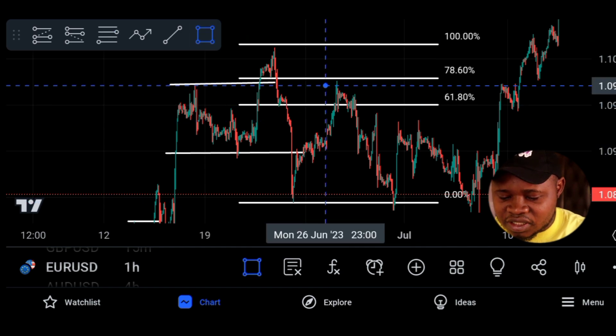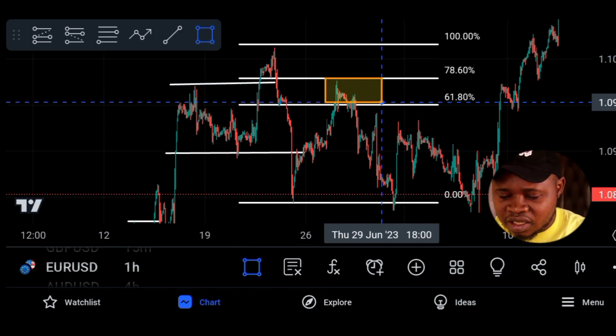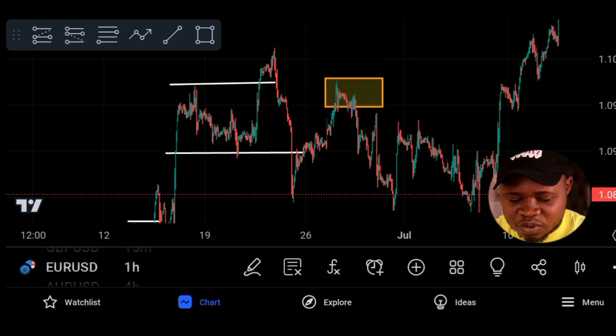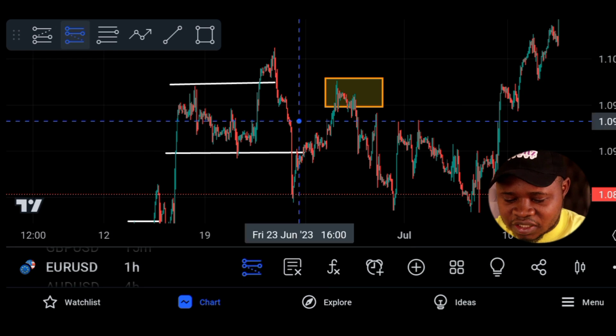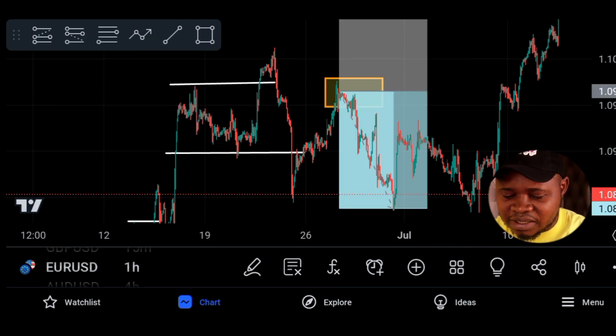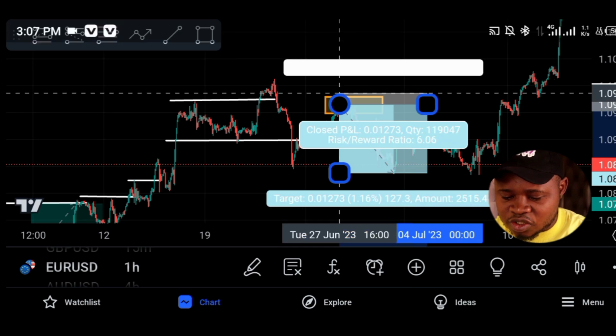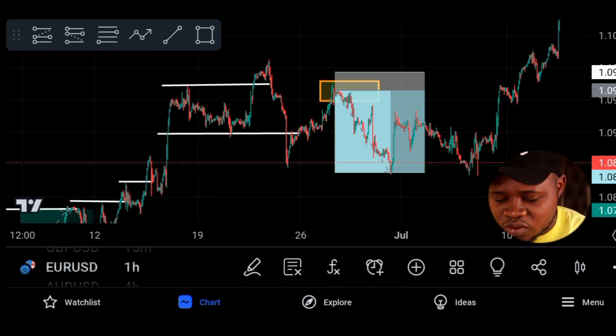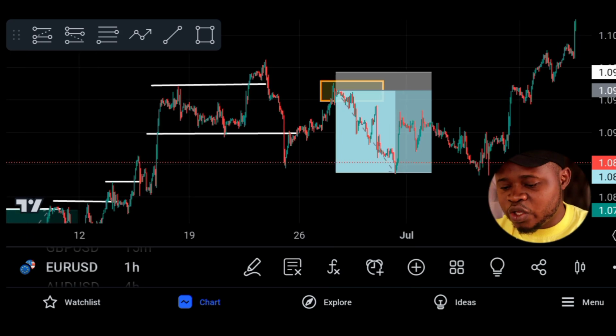The market came into 618, which is here, and then 78 level, and sold. You can see the market sold a lot of pips. Now you can bring your sell entry from here, tap in. Then TP should be the next demand, support or demand zone. Then stop loss should be above that zone, and that is simple. Okay, so this is what you get when you use fib retracement.